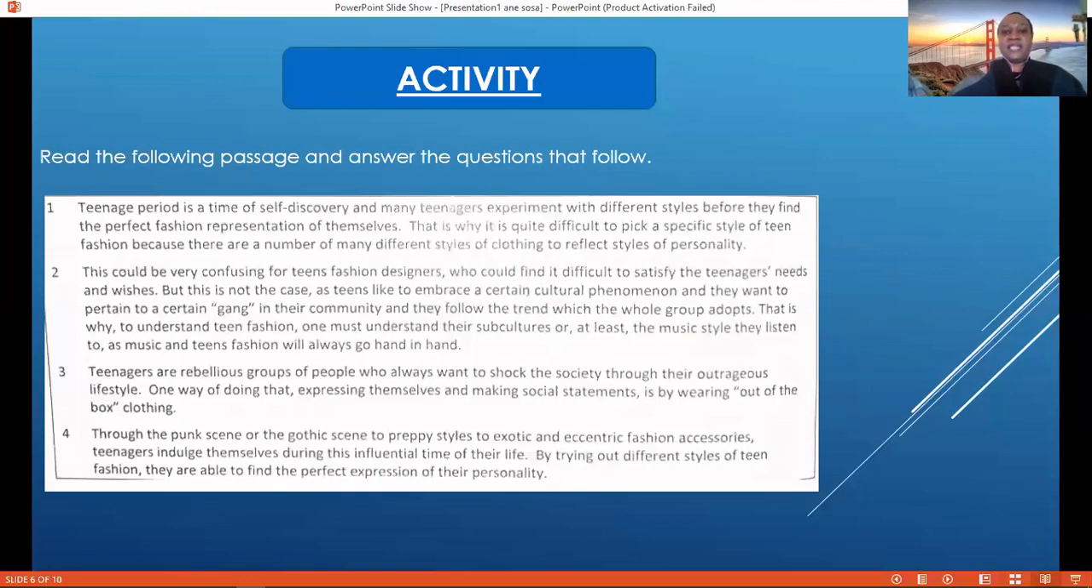I have an activity there for us to look closely at what we've been talking about. I will read through the passage or the text. It is a text which is adapted from a magazine in 2010.